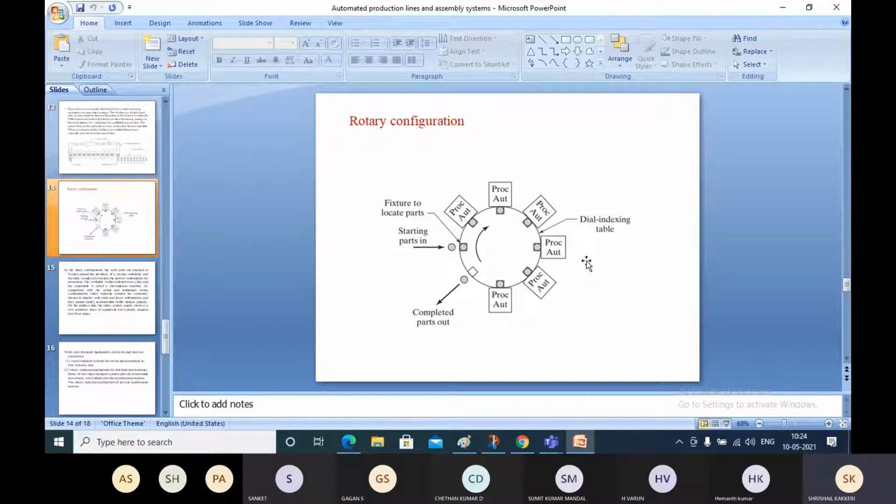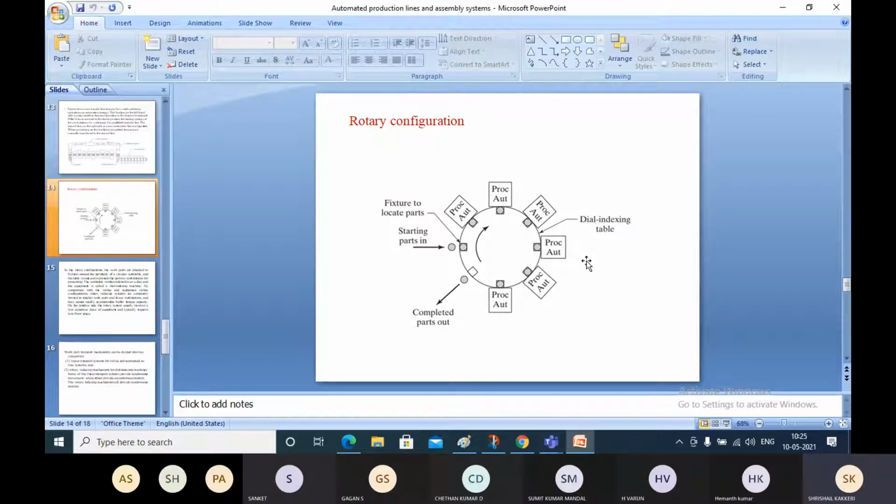Suppose I want to rotate it by 45 degrees, by 30 degrees, or by 90 degrees. All these arrangements can be done on the dial indexing table. Okay, its advantages are that it can process at a very high rate, the workspace requirement will be very less, the maintenance will be very less, and the limitations are that it can be accommodated only for smaller components, and the buffer storage unit is not possible to accommodate.